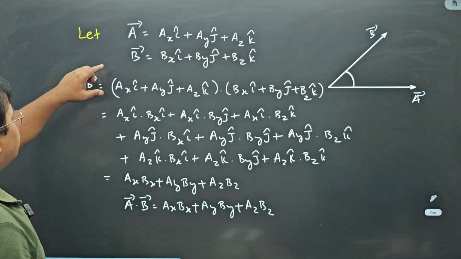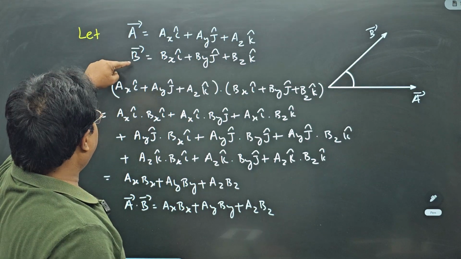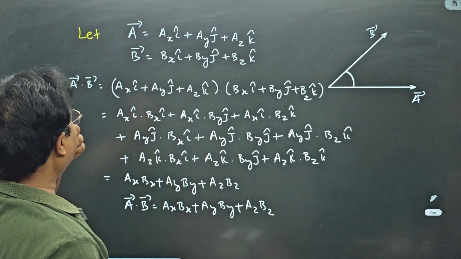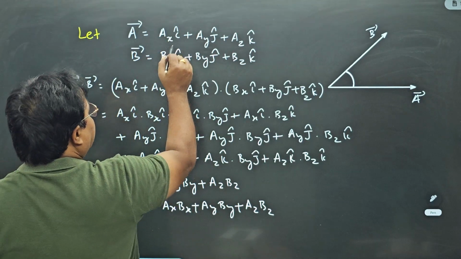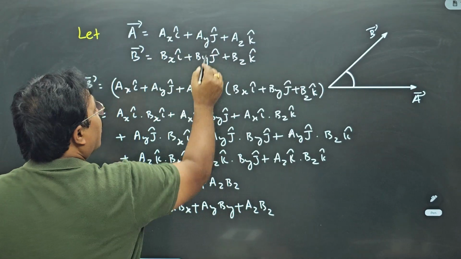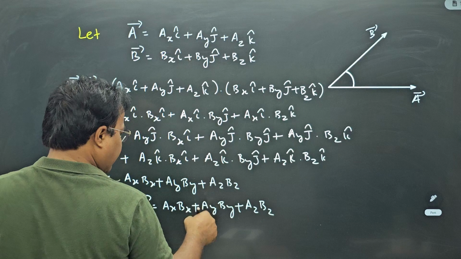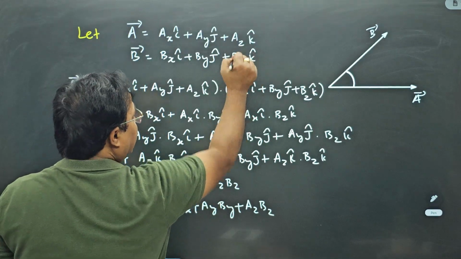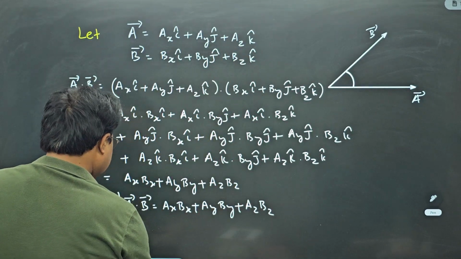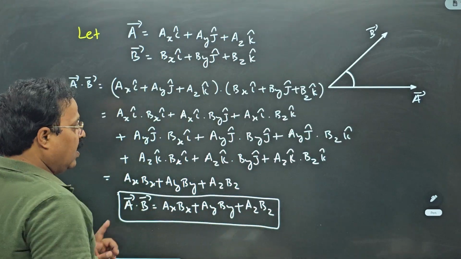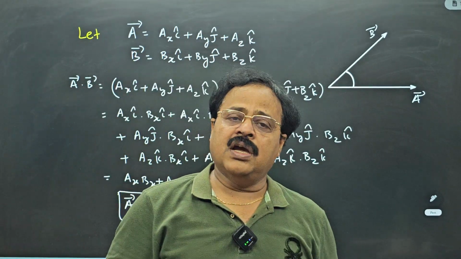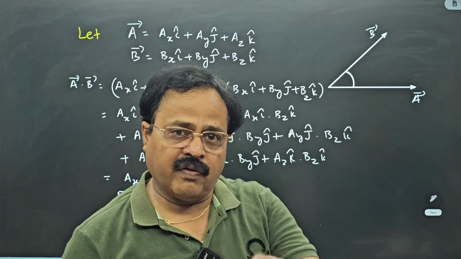You see, my dear students, if there are two vectors, a vector and b vector, how do you obtain the dot product of these two vectors? Component of i cap, you multiply ax bx, component of j, you multiply ay by, plus component of k, you multiply az bz. This is how we obtain the dot product of vectors mathematically. My dear students, I believe you have understood.